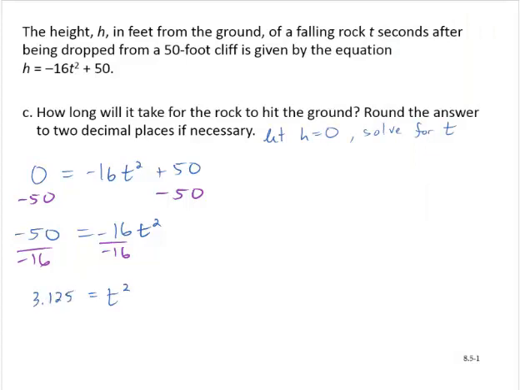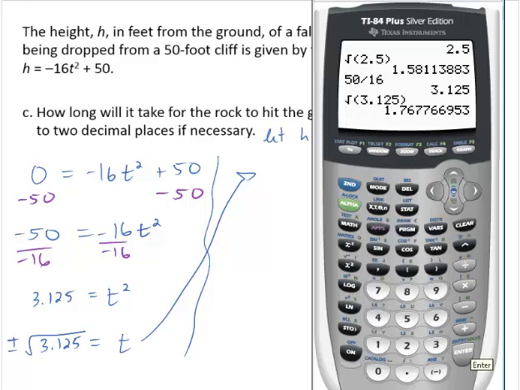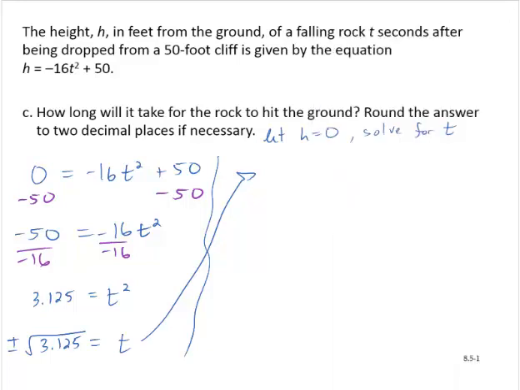Using the square root property, I can now write then that t is the positive or negative square root of 3.125. And calculating the square root of 3.125, to 2 decimal places, that's 1.77. So t is approximately plus or minus 1.77.